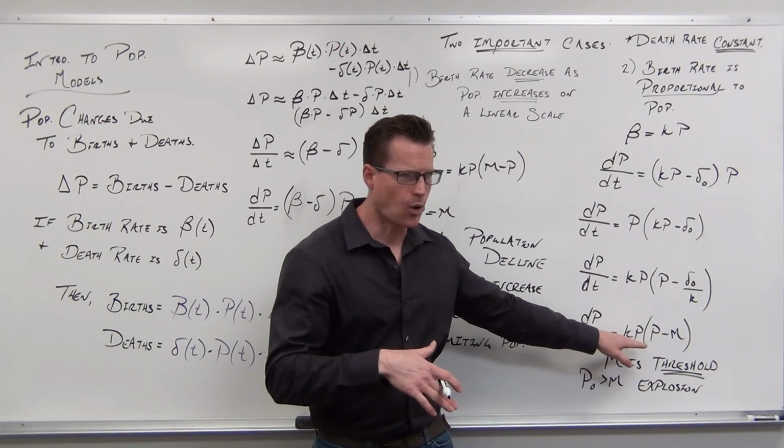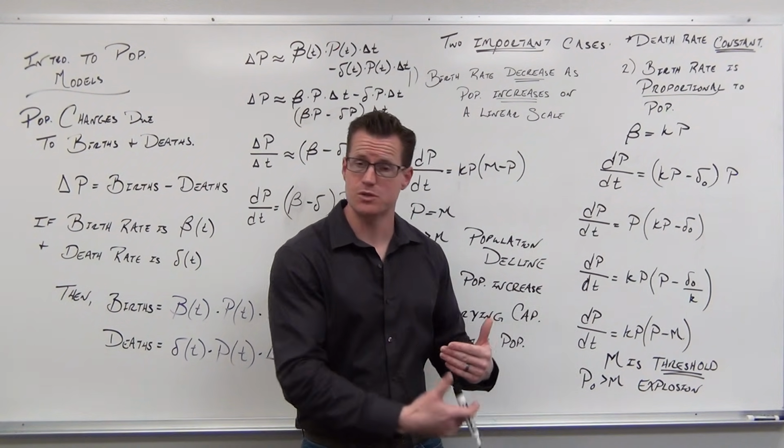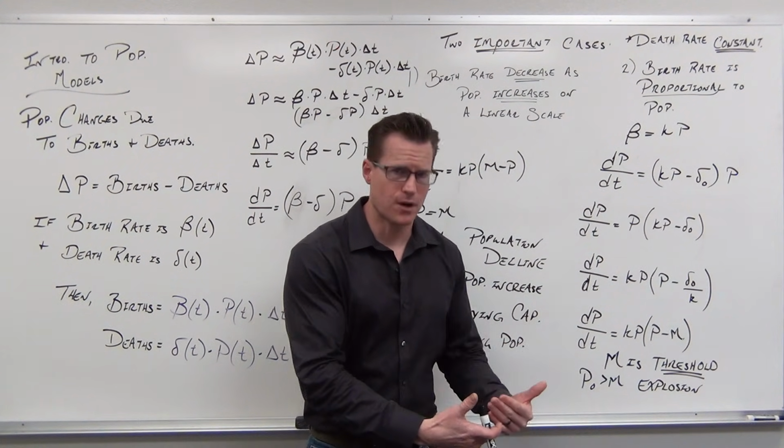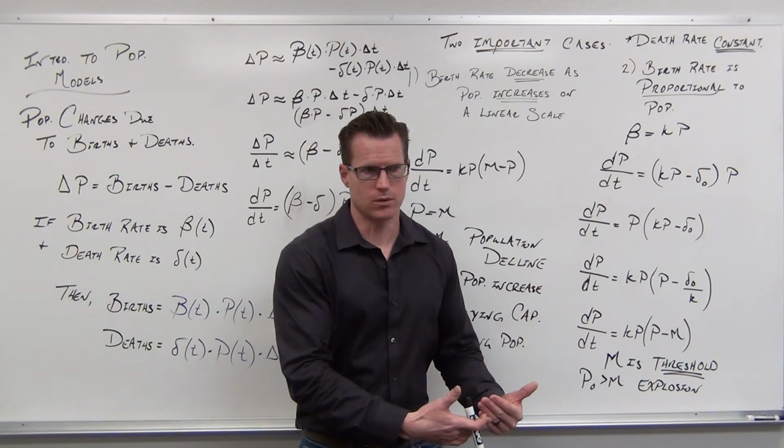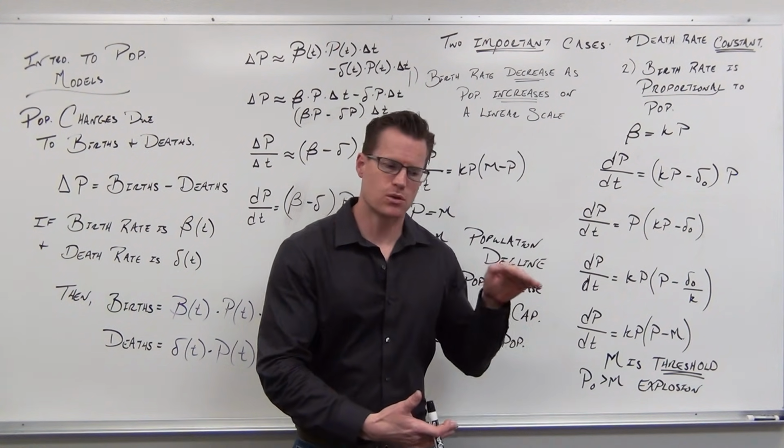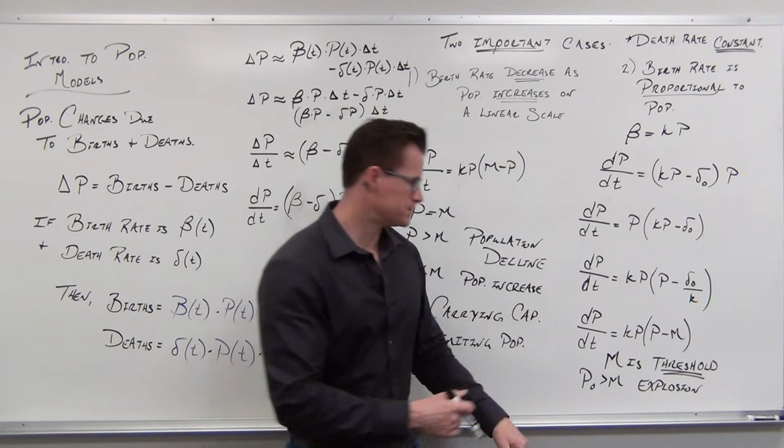It's always below that. If your population starts below M and you subtract from it, well, then it's even more below M. Your slope is even more negative. You're going to get extinction.